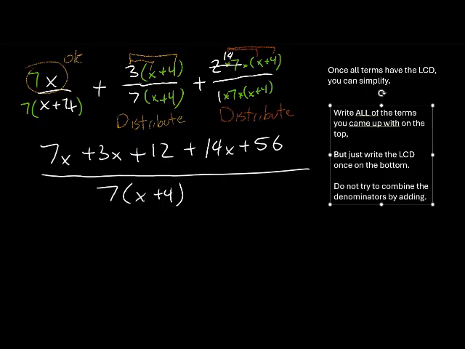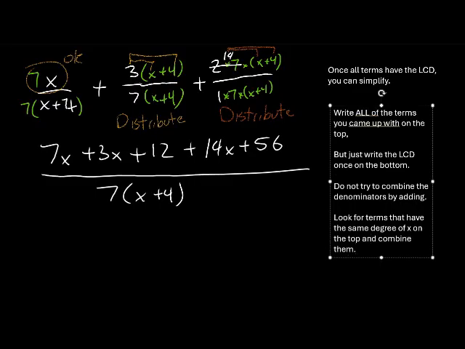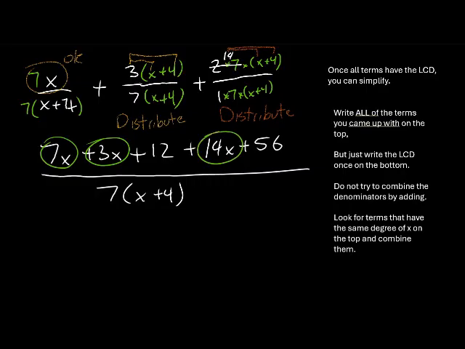Now we're going to look for like terms that have the same degree of x on the top. If we examine the top side, we'll have 7x and 3x and 14x. And so we add those together. 7 plus 3 plus 14 makes 24x. Also, we have some constant terms, 12 and 56. If we add them together, we'll get 68. That will be our entire numerator, and on the bottom we will have 7 times x plus 4.